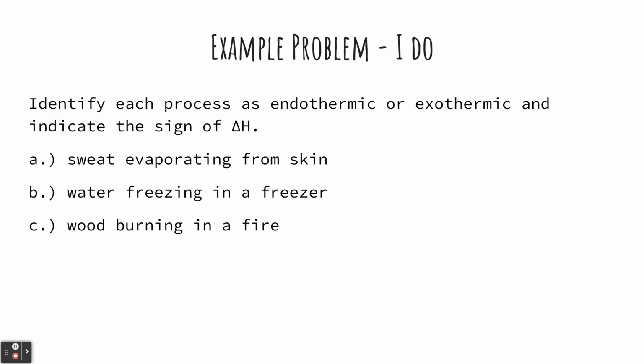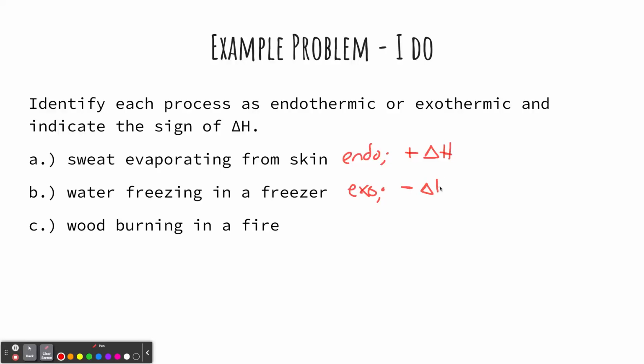Okay, example problems. So, guys, what we're looking for here is we want to determine if the process is endo or exothermic, and then identify the sign of delta H. Well, sweat evaporating from skin is endothermic, right? Energy is required to go from the liquid state to the gaseous state. So we would have a positive delta H, because it's endo. Water freezing in a freezer. This would be exothermic, everybody, because energy has to be released in order for liquid water to form a solid. So that would be a negative delta H.